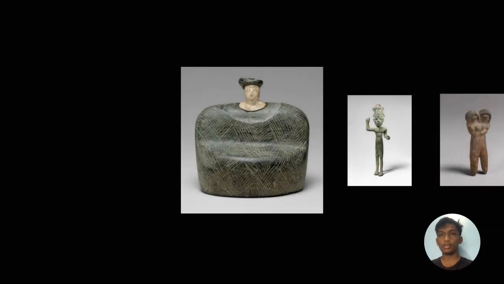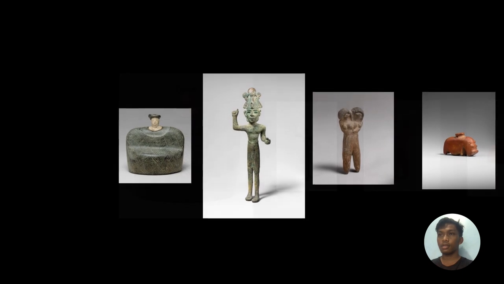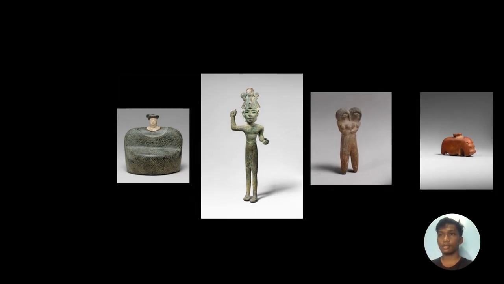First is the seated female. This is one of few sculptural objects found in the region of Western Asia. Next is the Smiting God wearing an Egyptian Atef crown. This figure depicts a deity associated with the prehistoric Canaanite culture of the Levant area.